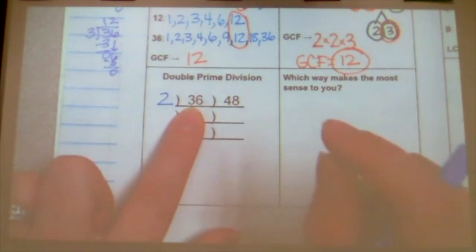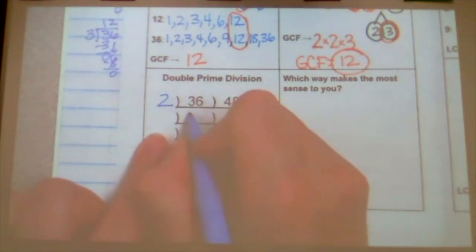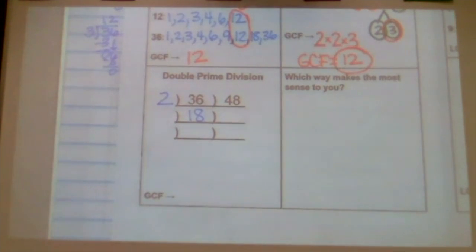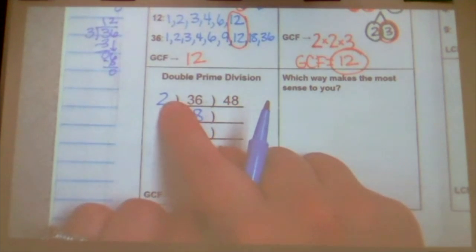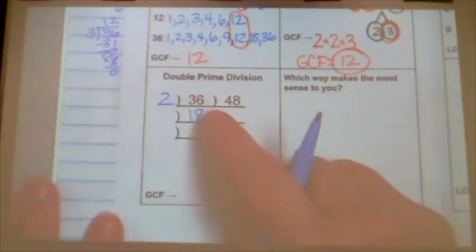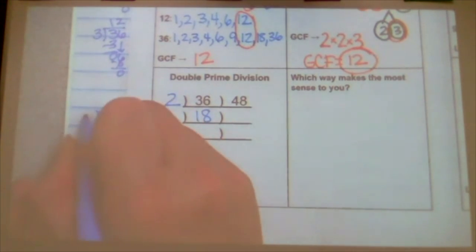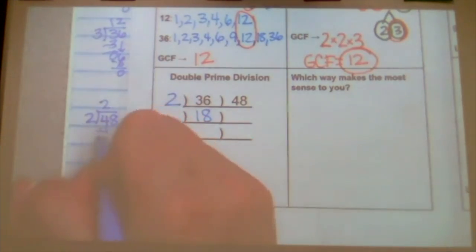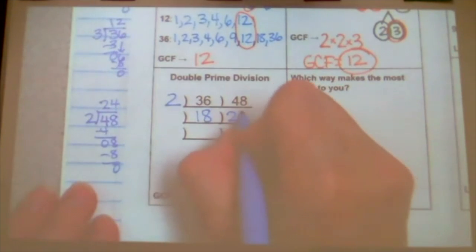I knew above that 2 times 18 was 36. So when I do 36 divided by 2, I'm left with 18. We're going to put that below. Now I'm going to do the same thing with 48. Let's do 48 divided by 2. I can do the division off to the side. So if you're not sure, you can always do 48 divided by 2. Let's see what it is. 24 is what we're left with.